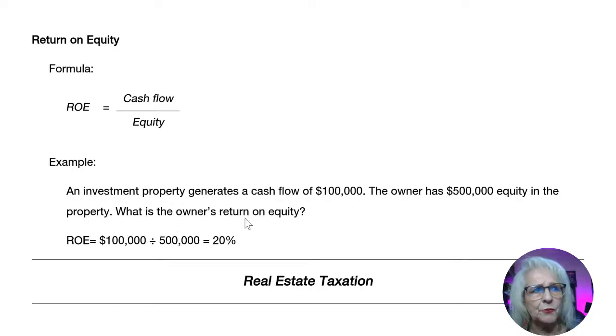What is the owner's return on their equity? So return on equity: 100,000 is their cash flow, and the owner has 500,000 in equity. So 100,000 divided by 500,000 equals 20%. So they have a 20% return on their equity. ROE, return on equity. So cash flow, what they're bringing in per year, divided by the equity that they have.